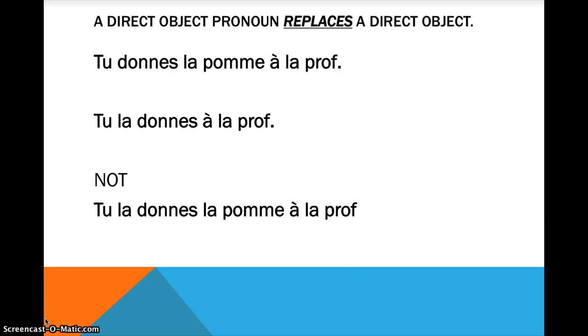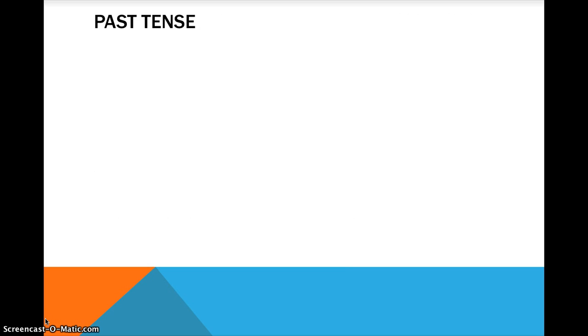And then in that last example, not tu la donnes la pomme à la prof, that becomes you give it the apple to the teacher. That is really repetitive. I know that exists in Spanish. It does not exist in French, okay? So tu la donnes au prof, you are replacing it, so you get rid of la pomme.